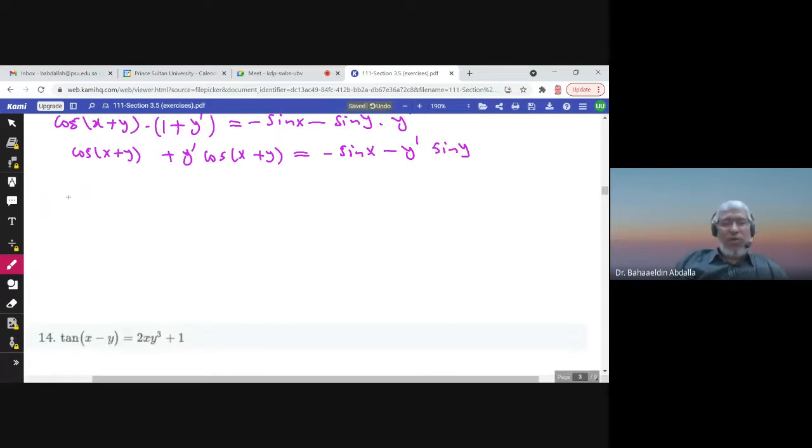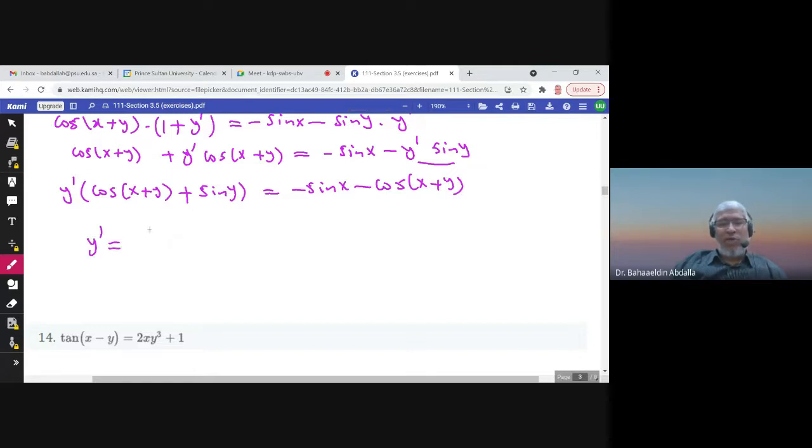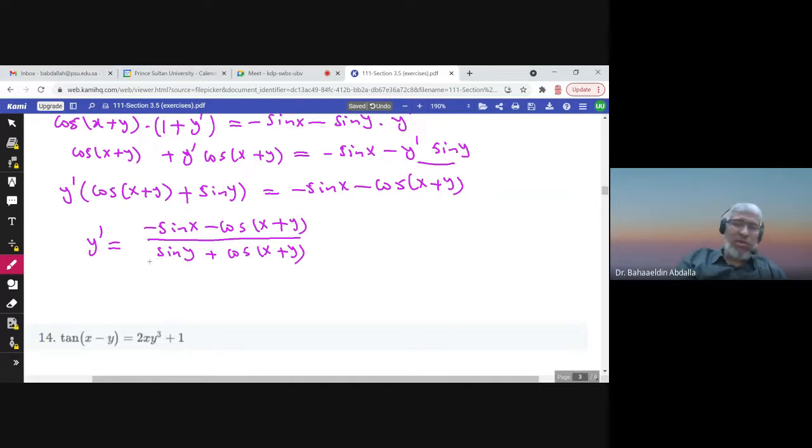Well, keep y prime here and take it as a common factor from cosine x plus y. And this term, when it goes to the other side, you will have here sine y. I have negative sine x minus cosine x plus y. And finally, y prime would be negative sine x minus cosine x plus y over sine y plus cosine x plus y. And we stop here. We cannot simplify more than this.